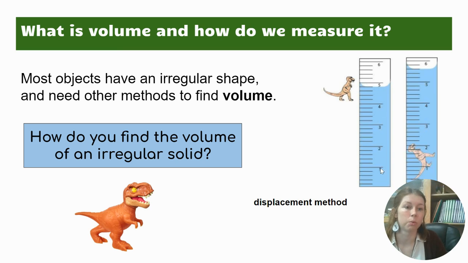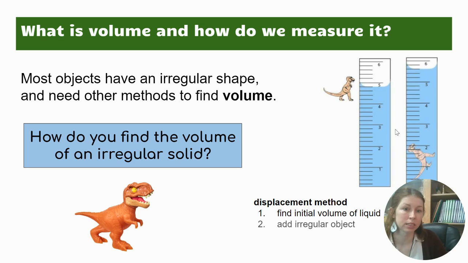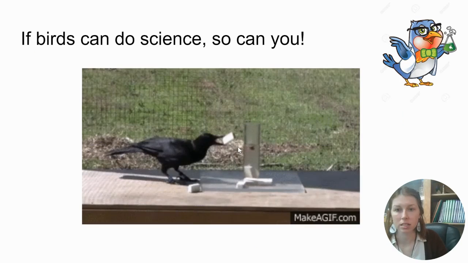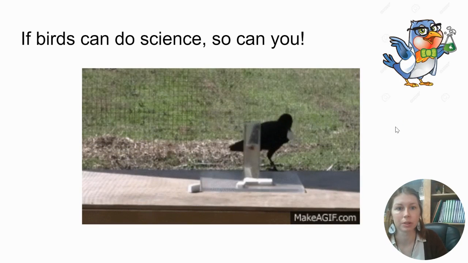So here we have water in a graduated cylinder. And we know that this water is 4.2, 4.4, 4.6, 4.8 milliliters. Okay. Then we add in, so find the initial volume. You add in the object, and then you find the final volume. Okay. And so then you count up what that would be. And then you subtract the two, and that difference, so from here to here, that is the volume of your object. We'll practice that too. So here's a bird doing the displacement method.